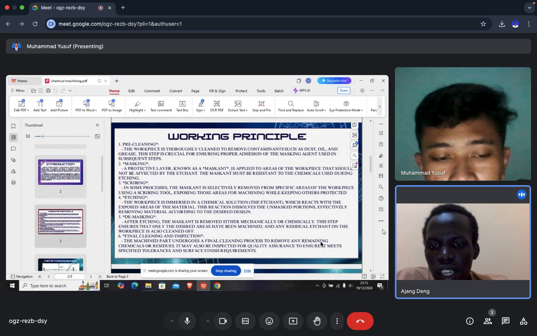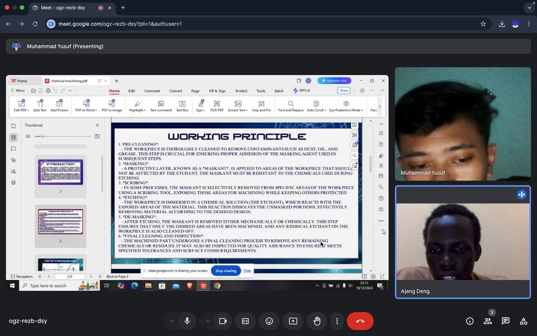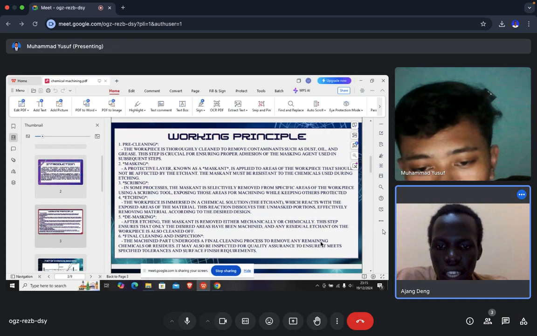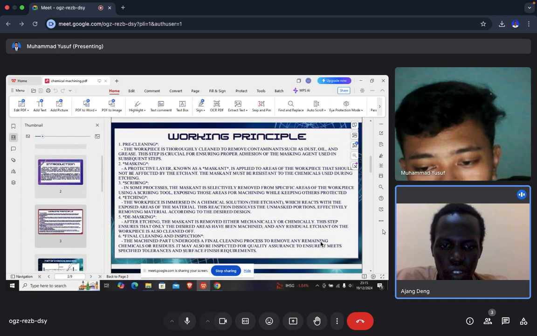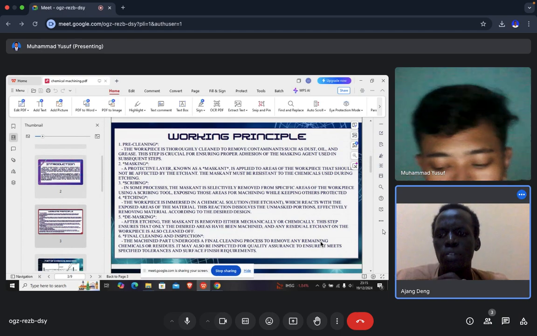Now the final cleaning and inspection. The machined part undergoes a final cleaning process to remove any remaining chemicals or residues. It may also be inspected for quality assurance to ensure it meets specified tolerance or surface finish requirements.